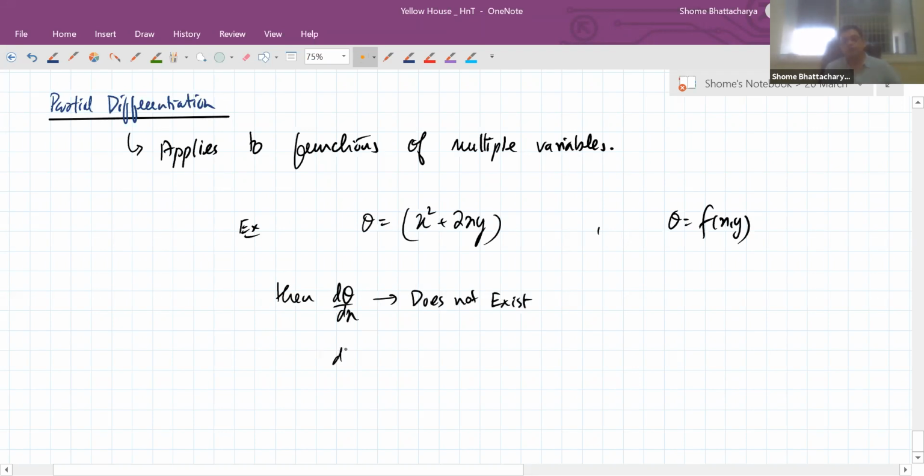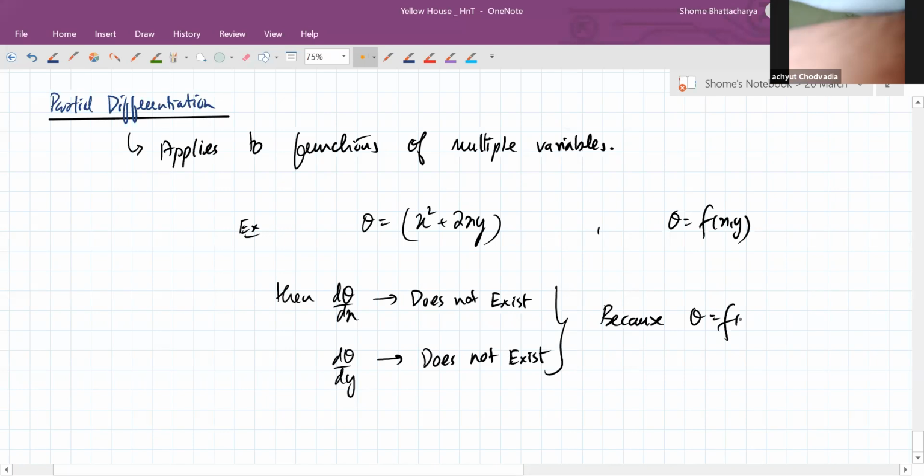Or d theta by dy does not exist. It cannot be defined for this function because theta is a function of two variables, x and y. So these are, in mathematical language, called perfect derivatives.